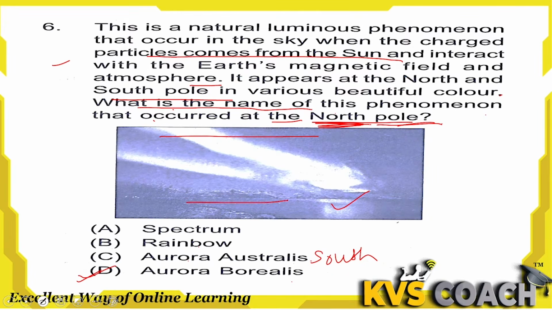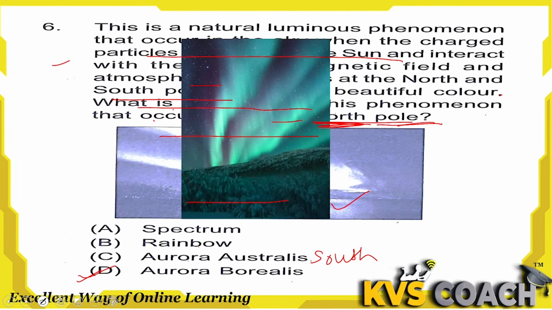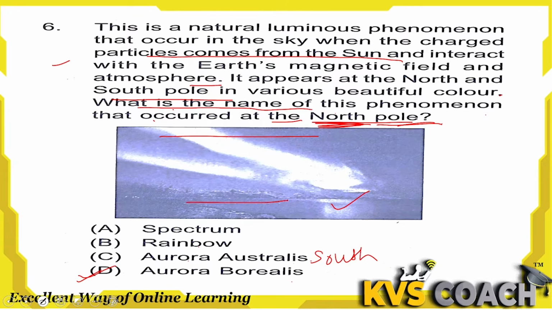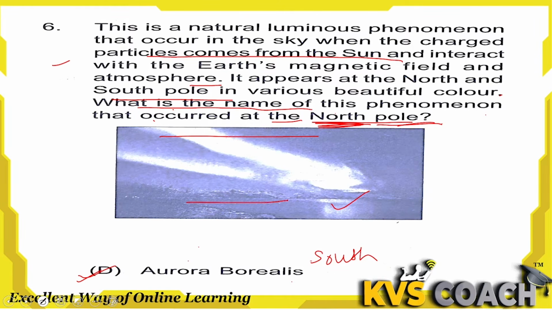Okay, if you want to see the colored picture of this aurora borealis, let me show you. This is the aurora borealis. The north pole phenomenon is aurora borealis. Option D is the right answer here.